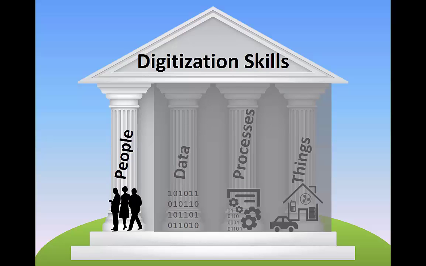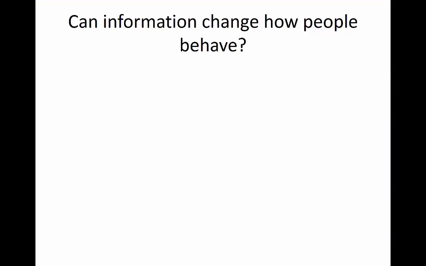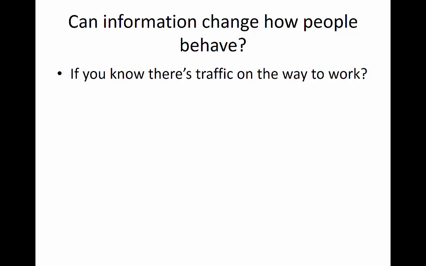So talking first about the people part, right? Can information change how people behave? And this I would pose to the class. Can they think of any examples where new information from some kind of source has changed how we behave? What if we know there's traffic on the way to work or to wherever, on the way to school? What would you do differently?